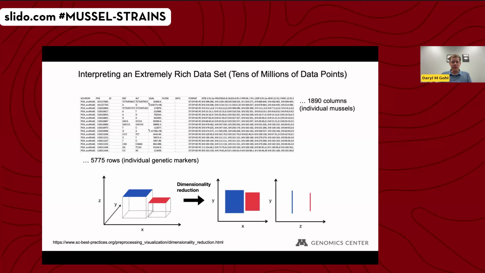So what this ends up doing then is when we actually go ahead and sequence all of these mussels, we end up with this very rich data set that has thousands and thousands of genetic markers. So each row in this large table is a different genetic marker, and each column represents an individual mussel. And so this is a large multi-dimensional data set. And so it's not easy to sort of compress all this data down and visualize it in a way that humans can make sense of.